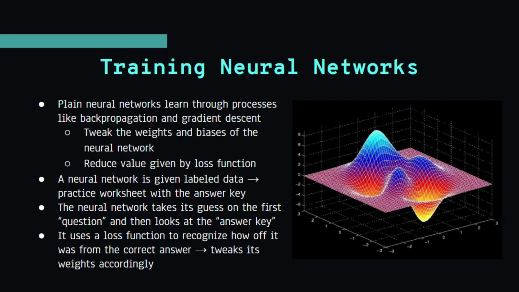Anyways, a neural network is given labeled data. So this is the training part of it. So let's say I want to train the neural network, right? So what I'll do is that I'll give it labeled data, which is sort of like giving a student a practice worksheet with answers on the back. And what happens is the neural network takes its guess on the first question because it has no idea what it's doing the first time.